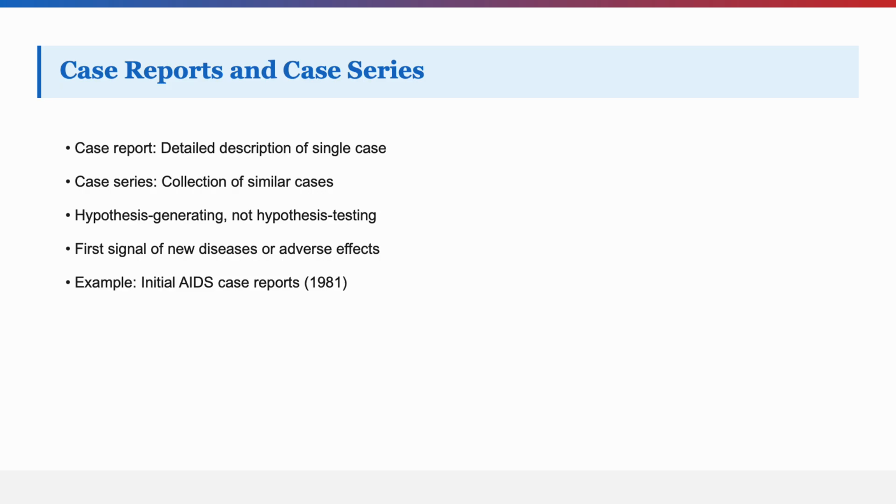Case reports and series are hypothesis generating, not hypothesis testing. They can't prove causation or even association. They can't calculate incidence or relative risk because there's no comparison group. But they're often the first signal.